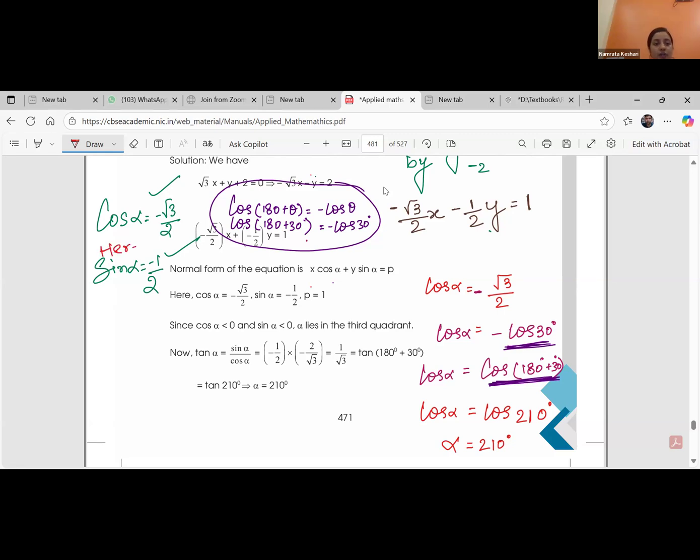We have taken sine alpha here. Please see over here, extreme left end. Sine alpha is minus 1 by 2. Now we will recall which angle gives 1 by 2. Just 1 by 2, forget about the minus sign. In the sine table, which angle gives 1 by 2?